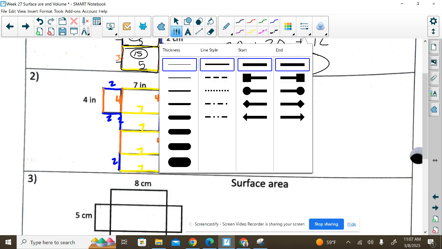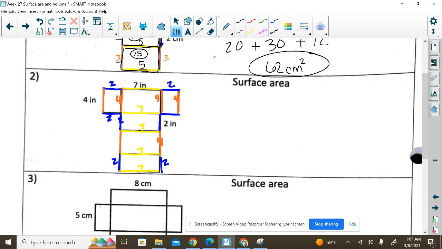Now you're going to find the area of each one of these shapes. So 4 by 2 gives you 8. 4 by 7 gives me 28. 4 by 2 gives me 8. 2 by 7 gives me 14. 7 by 4 gives me 28. And 2 by 7 gives me 14. You're going to add all 6 of those sides up. If you don't have 6 numbers, then you don't have enough.